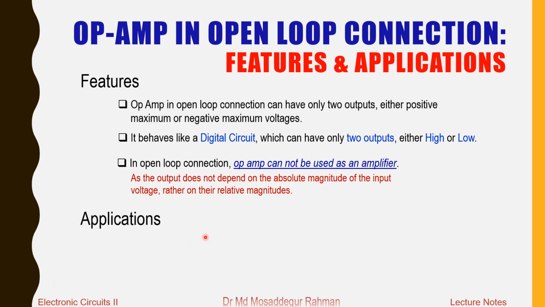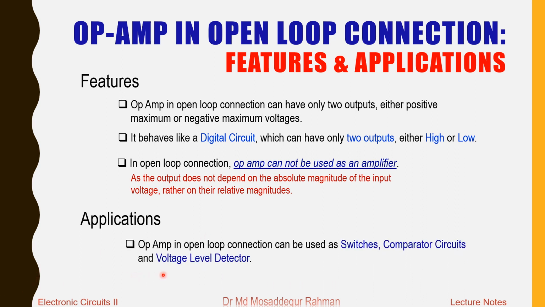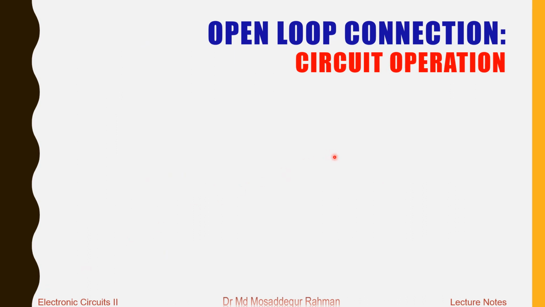So that is one application for the op-amp in open loop connection as a switch. The other applications are comparator circuit. There are two inputs, and the output will depend on the relative magnitude of the input voltages. You can know which one is high or which one is low, or it can also be used as a voltage detector. When the output changes from low to high or high to low, you know the input has crossed a certain threshold voltage. So that's how we can also use the op-amp in open loop as a voltage level detector.